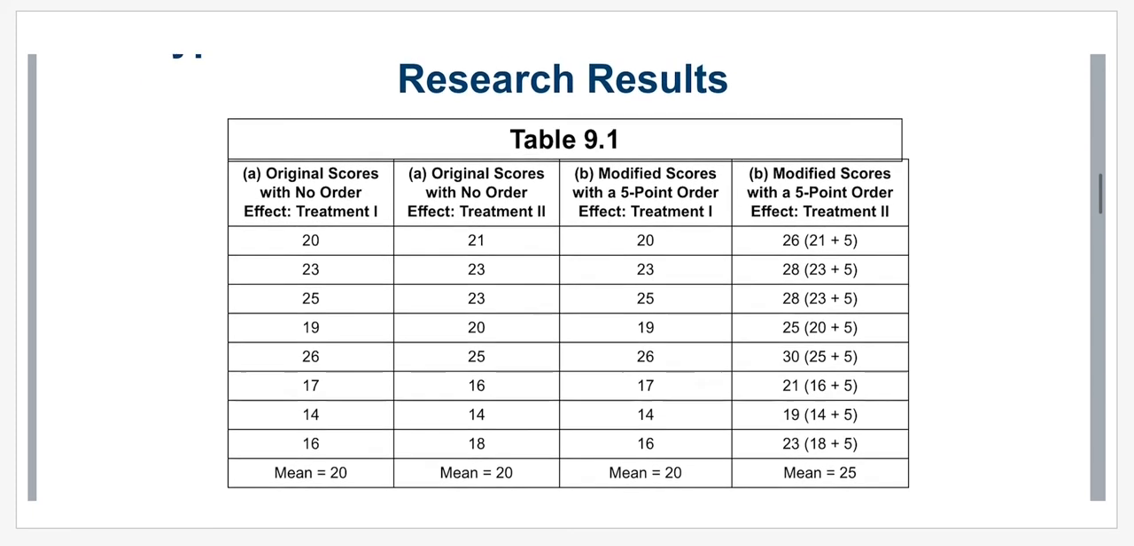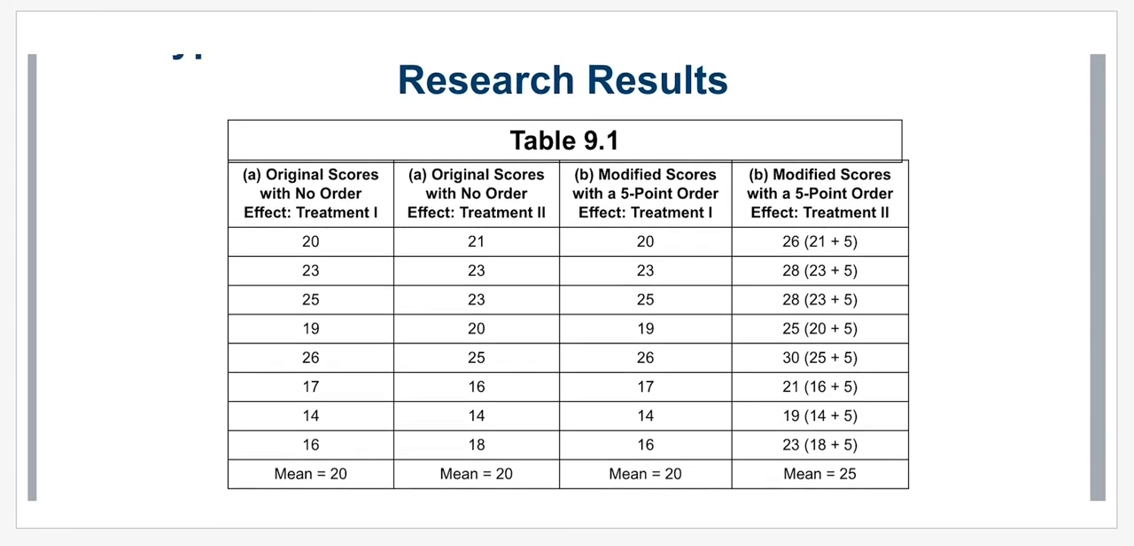And so here is the table from your book. What they're showing here is in the 2 columns that have A, those are the original scores with no order effect, right? So treatment condition 1 is the first column, treatment condition 2 is the second column, and there was no order effect here, okay? The mean is the same, the scores are slightly different, but the overall mean is the same, right? So there was no effect.